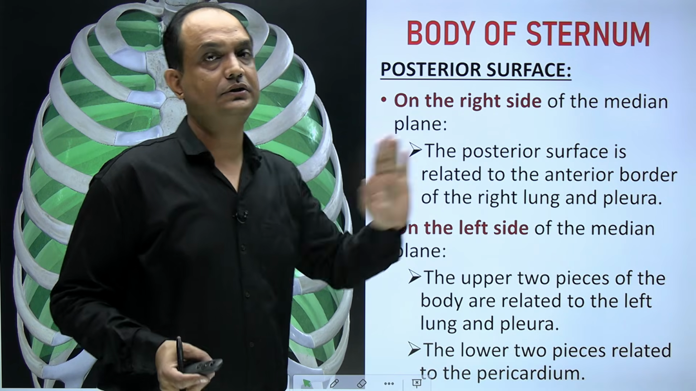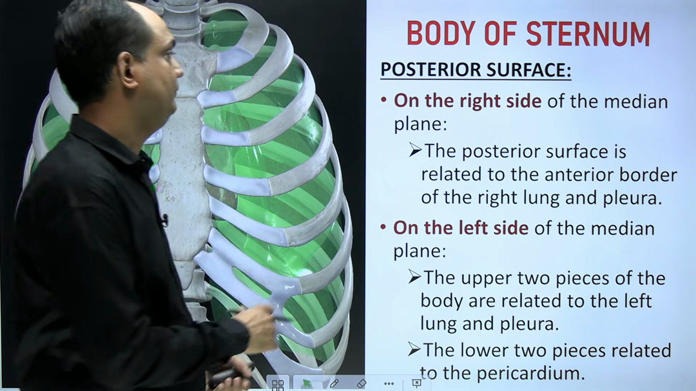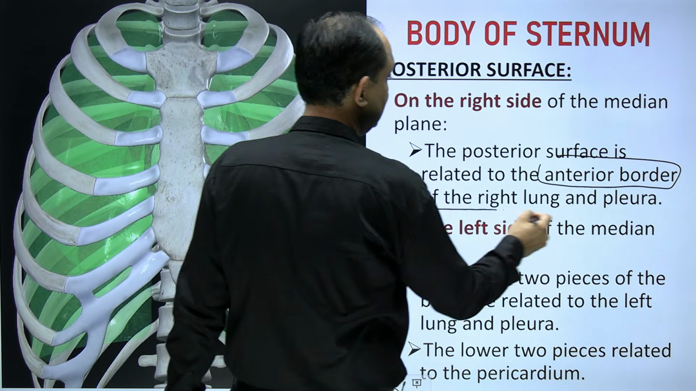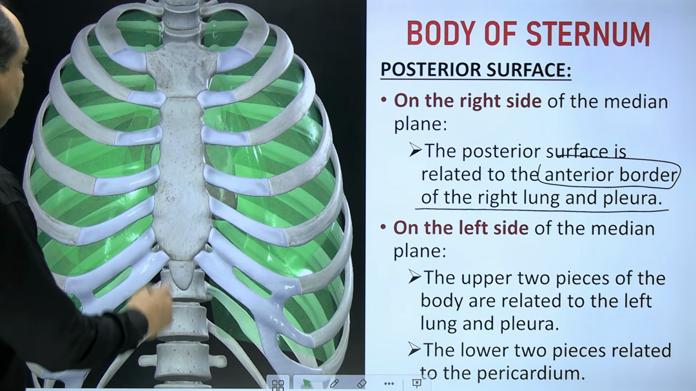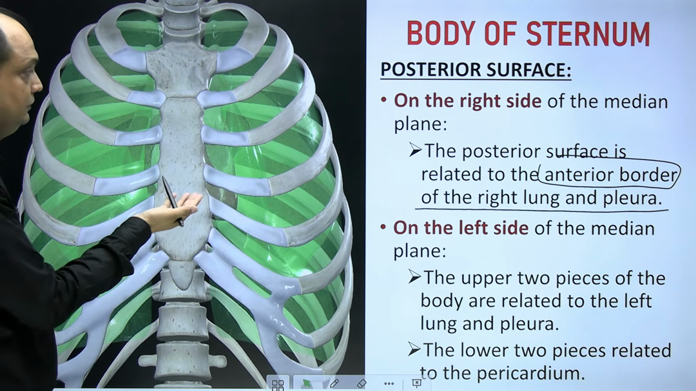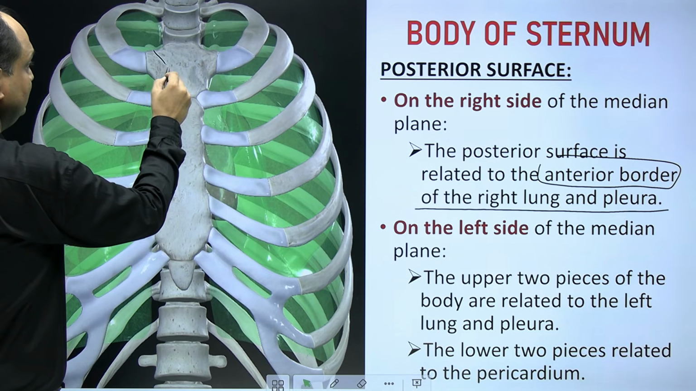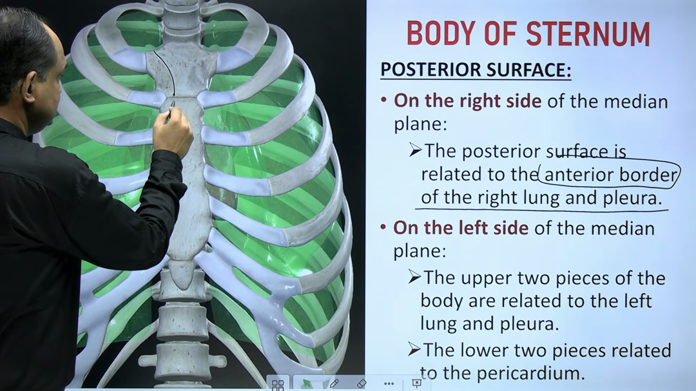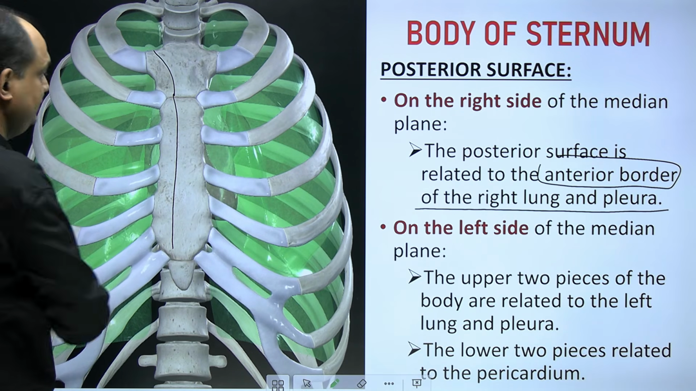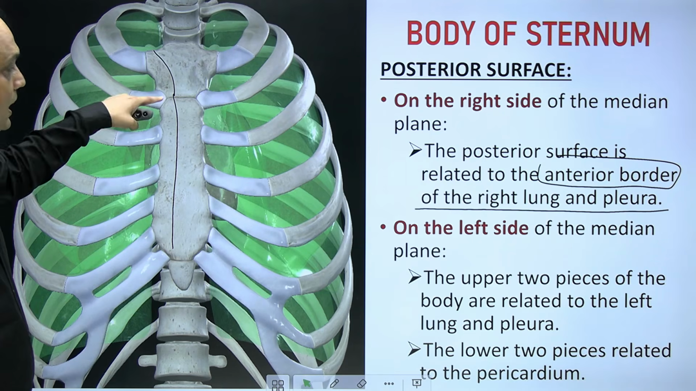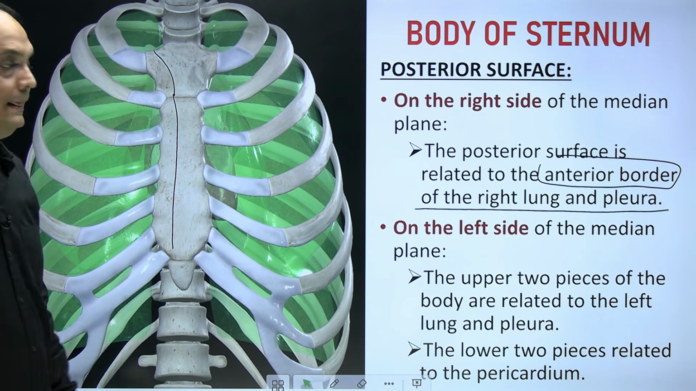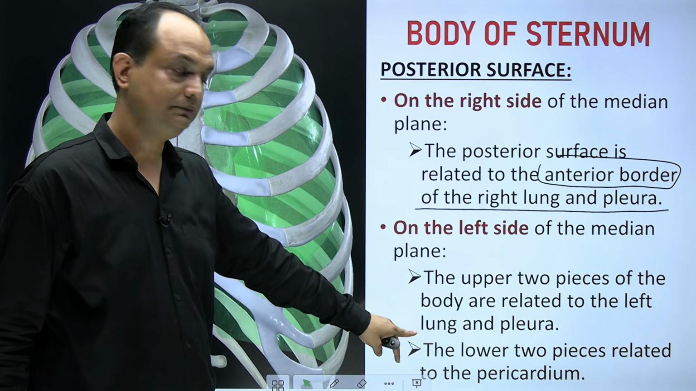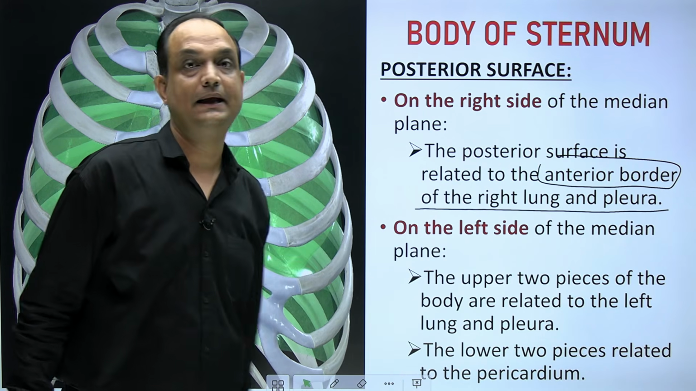So when you see the relation on the right side of the median plane, you will find that the posterior surface is related to the anterior border of the right lung and right pleura. If you are drawing the posterior relation on the right side, as I already told you, you will have the relation with the right pleura on the posterior surface of the manubrium. Simultaneously, you will have the posterior relation of the pleura and lung on the right side. But when you move to the left side, the upper two pieces of the body are related to the left lung and pleura, and the lower two pieces are related to the pericardium.